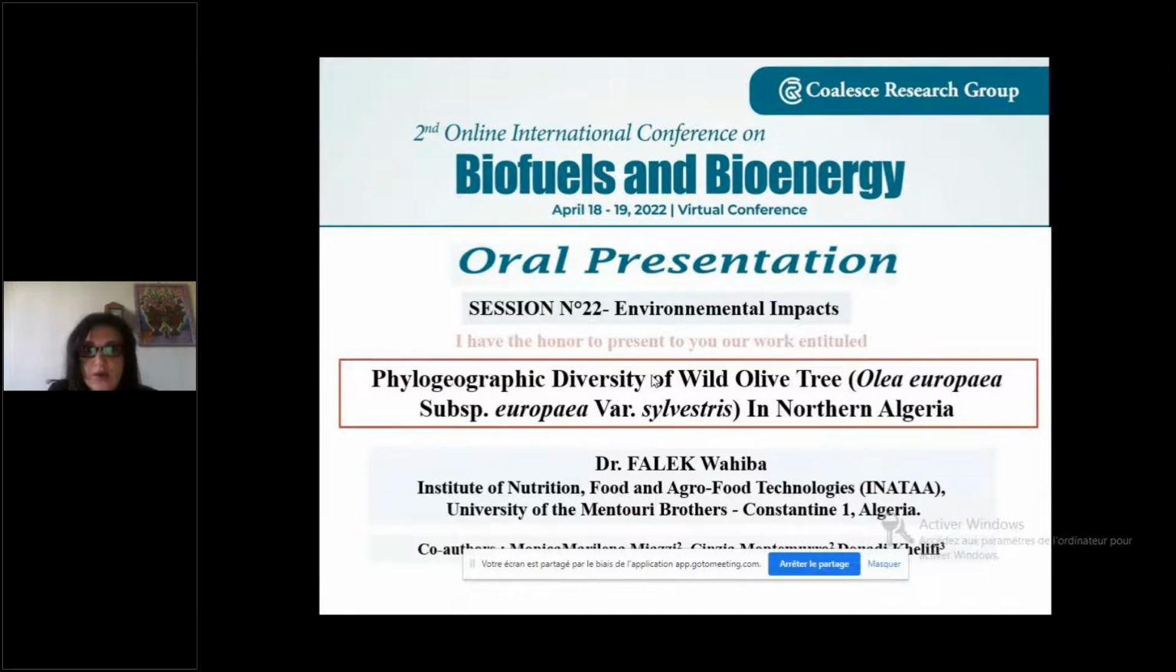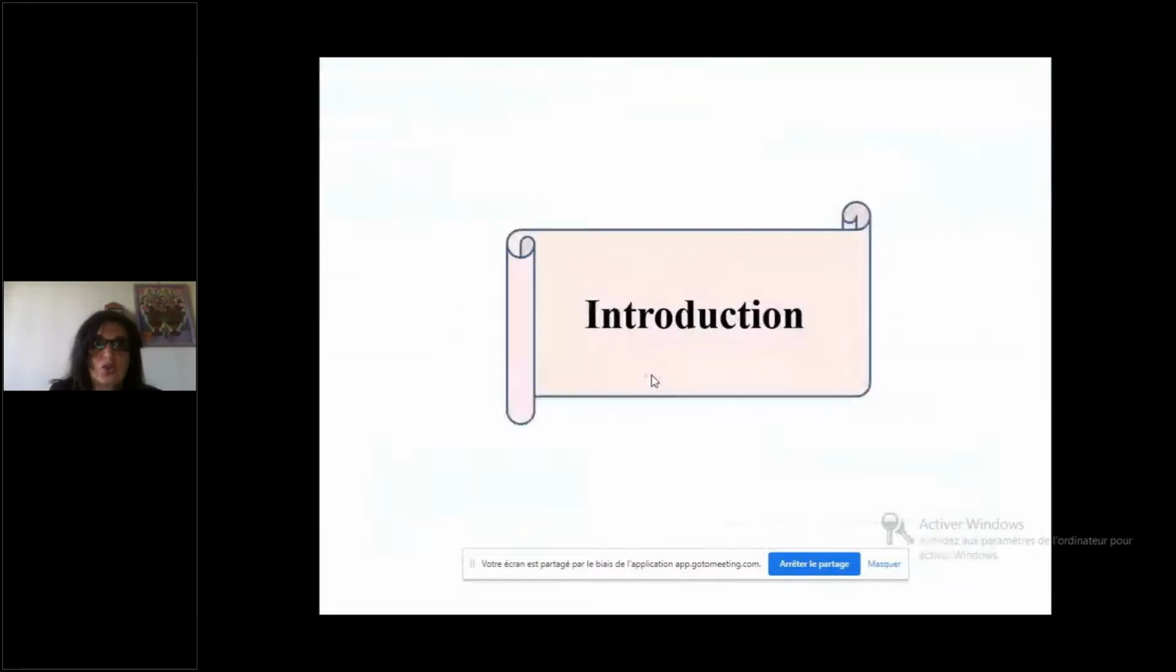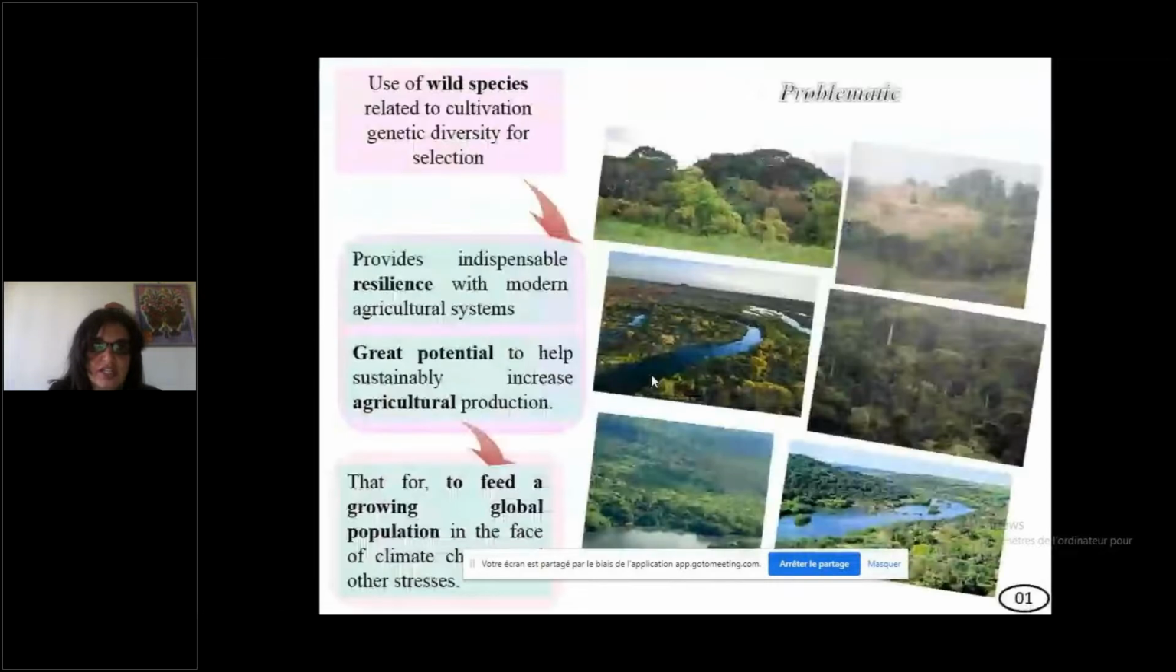I have the honor to present to you our work entitled Geographic Diversity of Wild Olive Tree, Olea europaea subsp. europaea var. sylvestris, in northern Algeria. In the introduction, the use of wild species related to cultivated genetic diversity for selection provides indispensable resilience with modern agricultural systems and creates potential to help sustainably increase agricultural production. Therefore, to feed a growing global population in the face of climate change and other stresses.